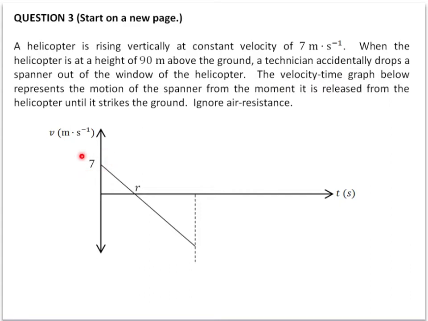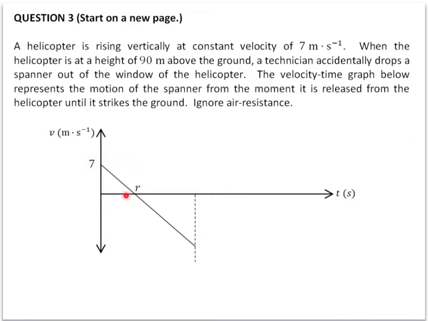Over here, we have the initial velocity of the spanner. We're given that as 7 meters per second, and you can see that it is a positive velocity. And that's because initially your helicopter is rising vertically. So clearly this is consistent with choosing up as your positive direction.